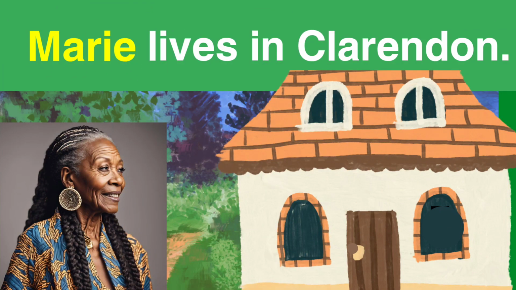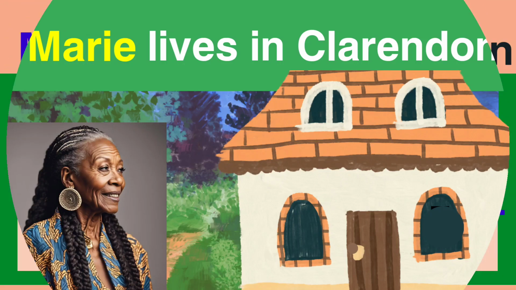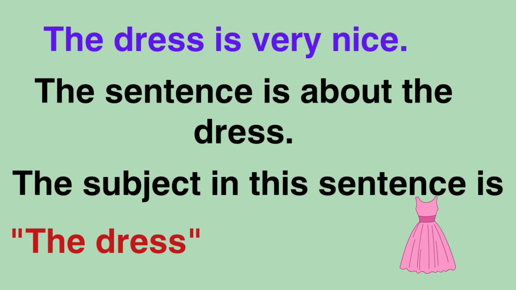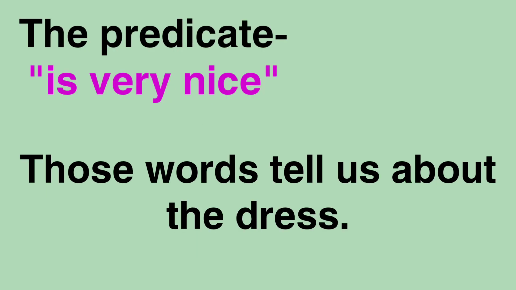Marie lives in Clarendon. The subject in this sentence is Marie. This sentence is about Marie. The predicate is lives in Clarendon. It tells you about the subject Marie. The subject, Marie. The predicate, lives in Clarendon. This dress is very nice. The sentence is about the dress. The subject of the sentence is the dress. The predicate is very nice.